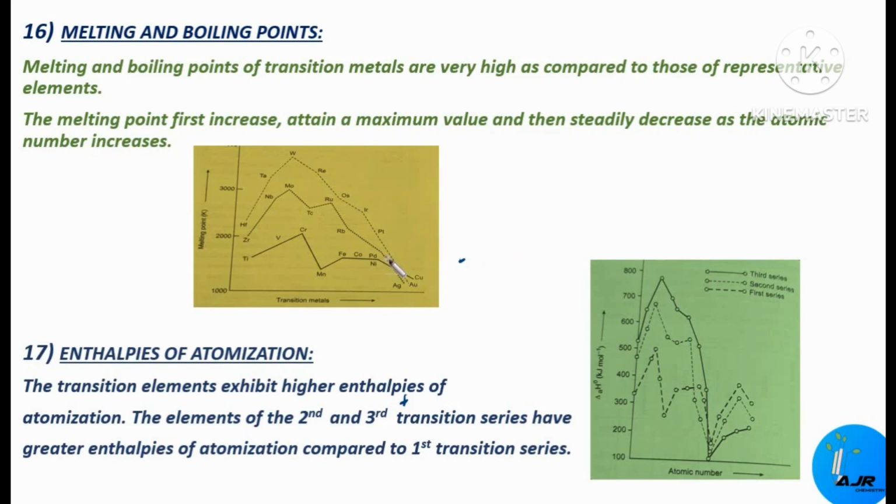Can you understand? Actually, the strength of the metallic bond depends upon the number of unpaired electrons. Greater the number of unpaired electrons, stronger will be the metallic bond. So automatically, it requires a lot of energy to break the bond.